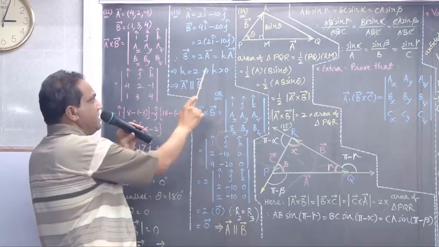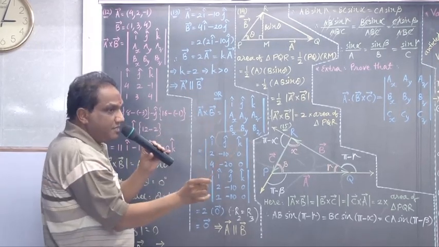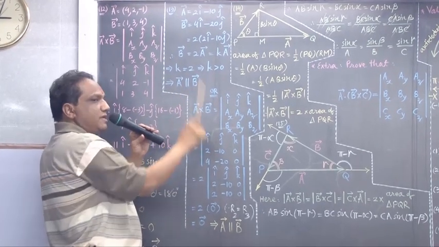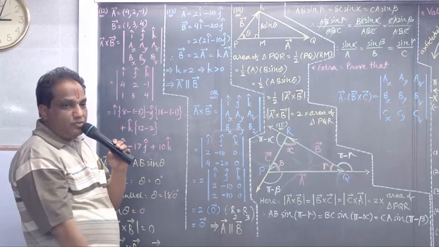Suppose this multiplier is negative. It means that this has a direction opposite to this, and then they are anti-parallel. How simple it is.